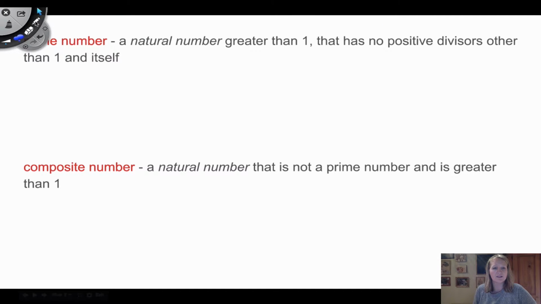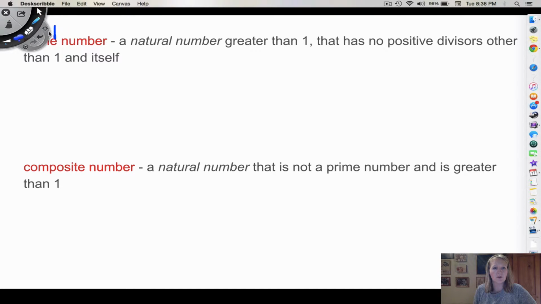And I apologize, I realize that that is covered up. So what this word really is prime number. What is a prime number? It is any natural number greater than 1 that has no positive divisors other than 1 in itself.